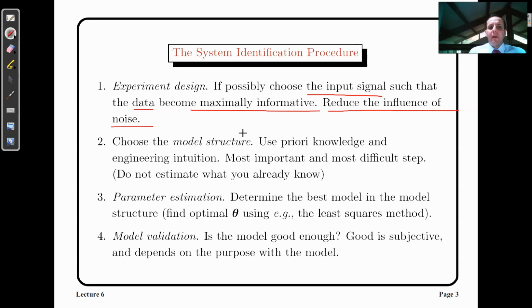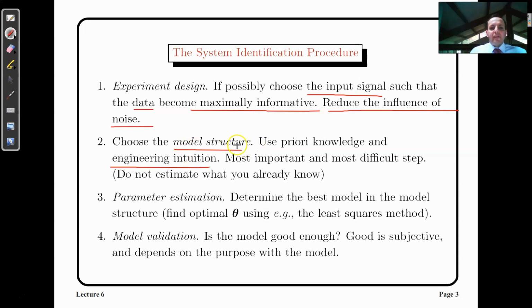So when you have the data, now you need to choose the model structure. And normally you can, for example, use a priori knowledge of your system, and in some cases also engineering intuition or the knowledge of an expert. This is a difficult step.